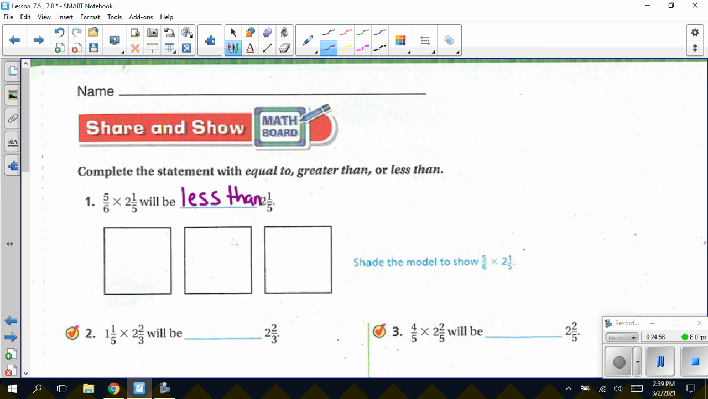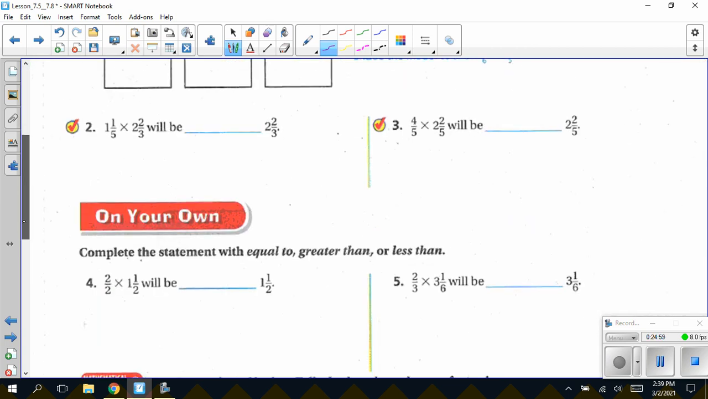Moving on to number 2, I have 1 1/5 times 2 2/3. So I have two mixed numbers, and my very last rule said if I have a mixed number times a mixed number, my product will be greater than both factors. Number 3, 4/5 times 2 2/5. So again, I have a fraction times a mixed number, and I'm comparing my product to the mixed number. So looking at my rules, I see that the product will be less than the mixed number.